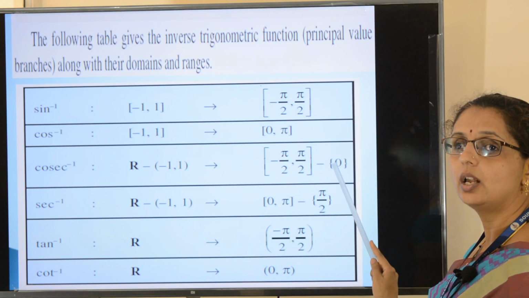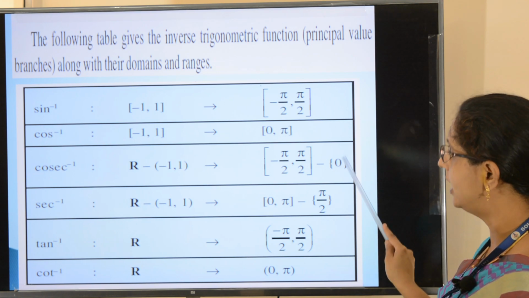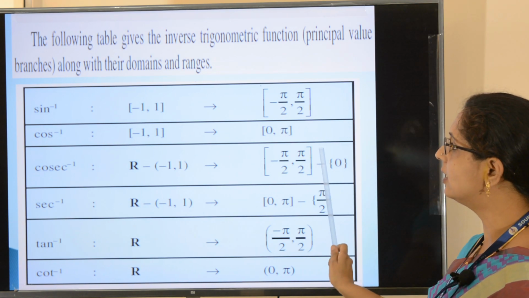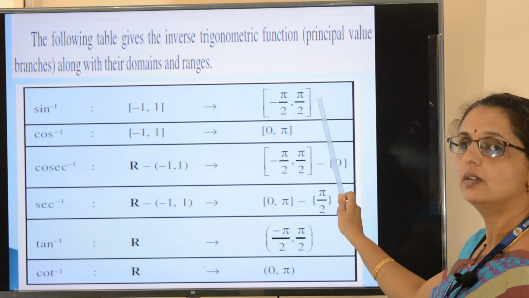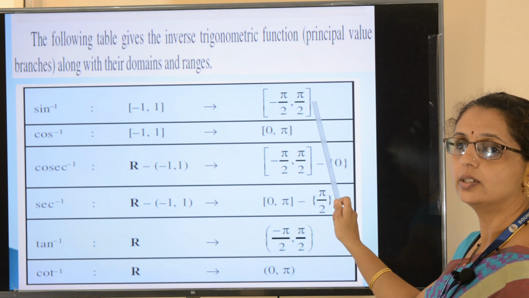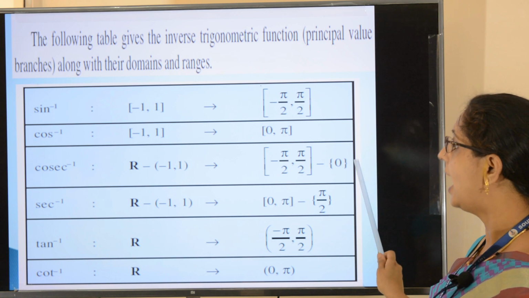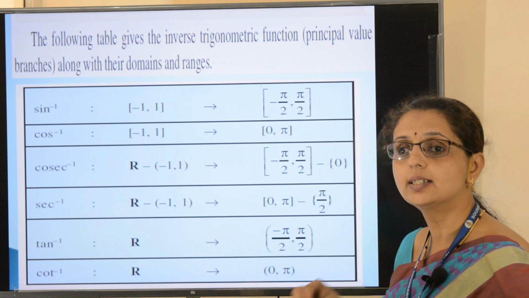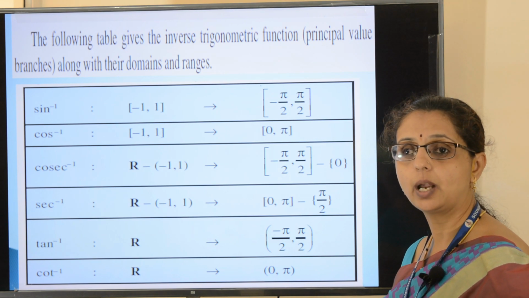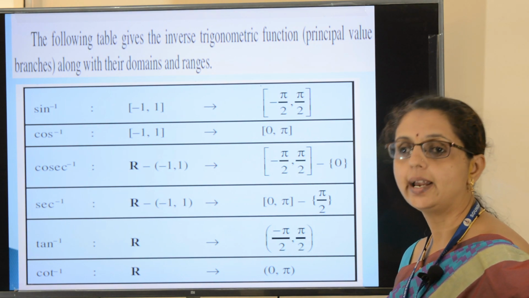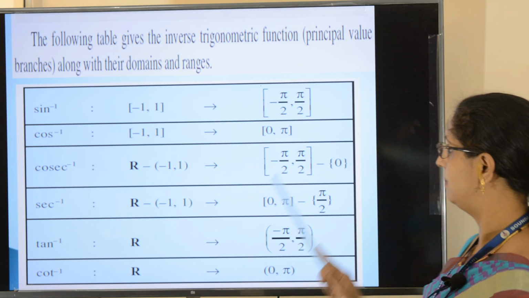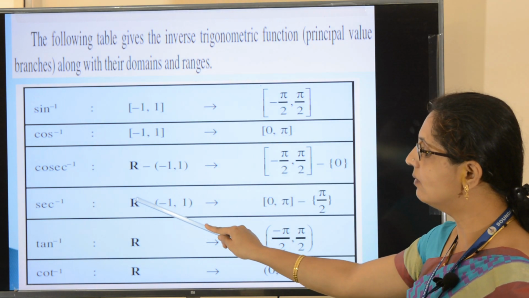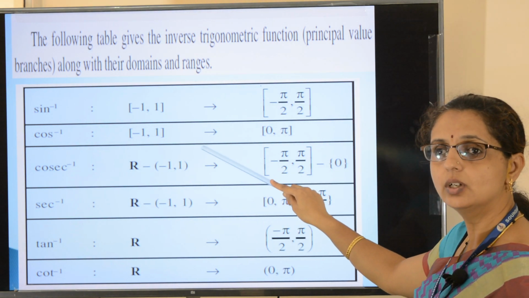Students make mistakes, they forget writing this set. You should not forget it. If you forget the set, what happens? It becomes sine inverse. Is it sine inverse? No, students, it is cosec inverse. And if you write only -0, that is also wrong. You should write 0 in a set: closed interval -pi by 2 to +pi by 2 minus the set containing the element 0.